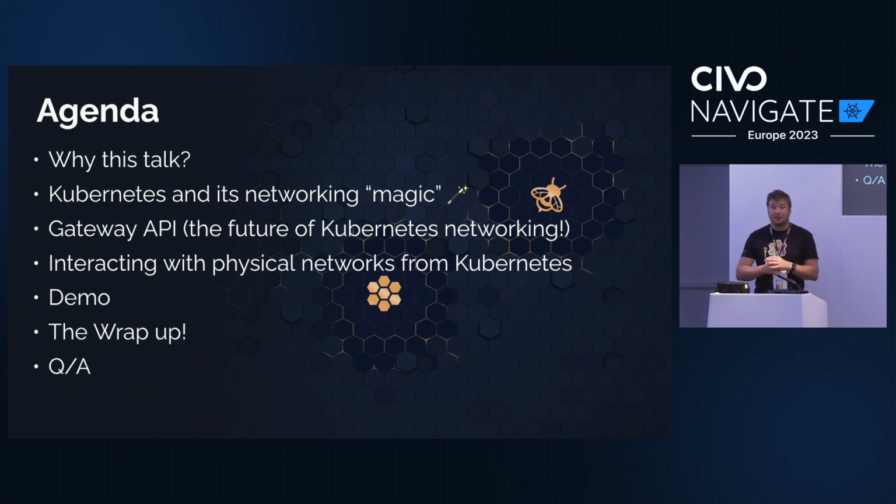Gateway API, as I mentioned, is a relatively new project. We're going to go into what Gateway API is, its constituent parts, and how your applications are going to be defined using Gateway API. Then from an edge and on-prem perspective, we're going to look at how Kubernetes interacts with physical networks. We'll do a quick demo, we'll wrap things up, and hopefully there'll be time for any questions.